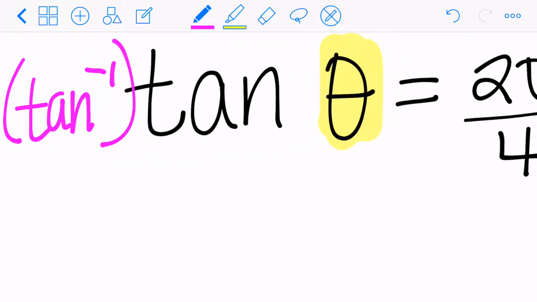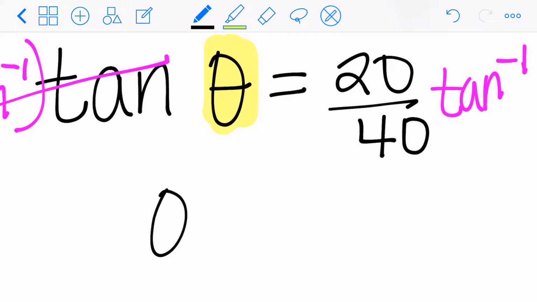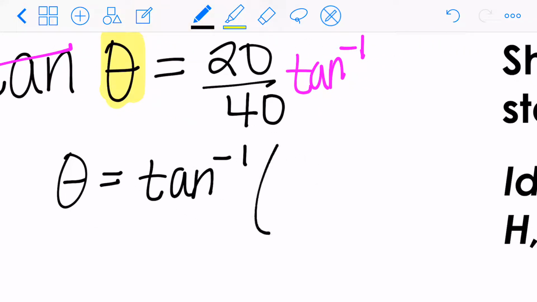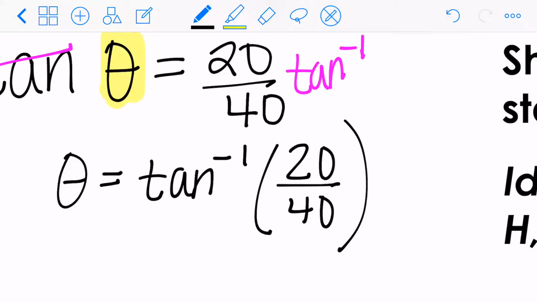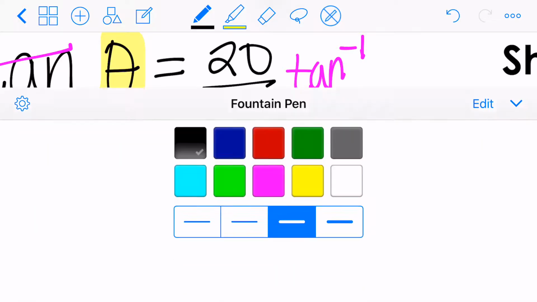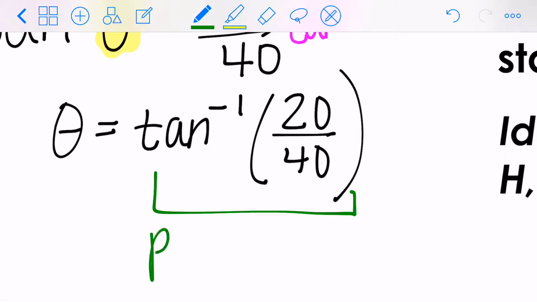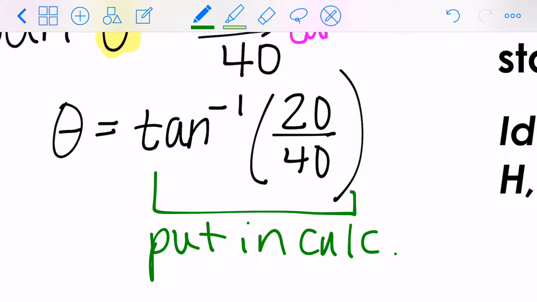Because what happens is the inverse of tangent times tangent actually cancel out, and then you're just left with theta. So then we have theta equals, well, we have to put our inverse tan right here, times 20 over 40. Okay, so get out your calculators because at this point, this is calculator work. So we have to put it in the calculator. So we're about to do that.